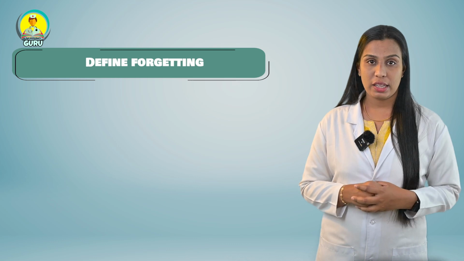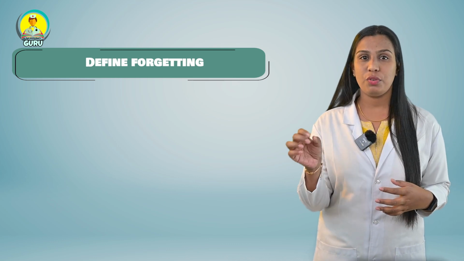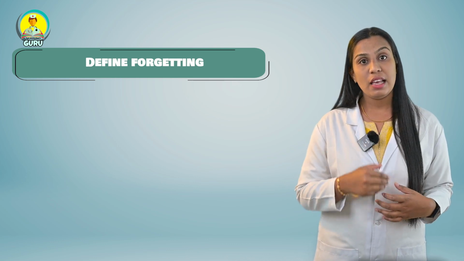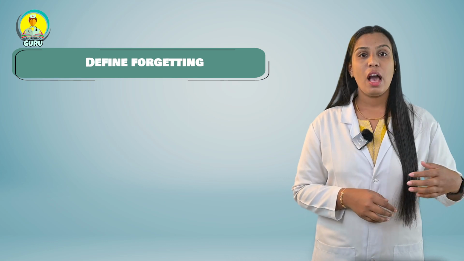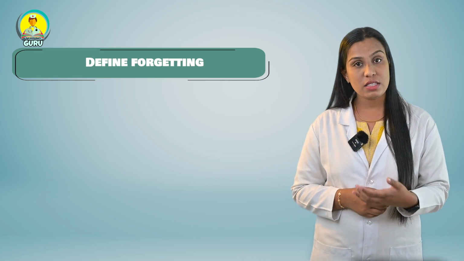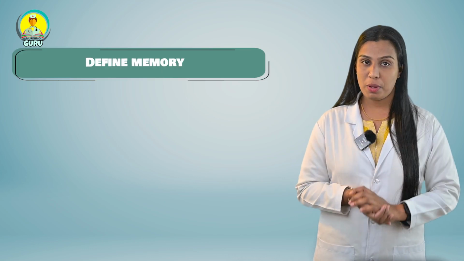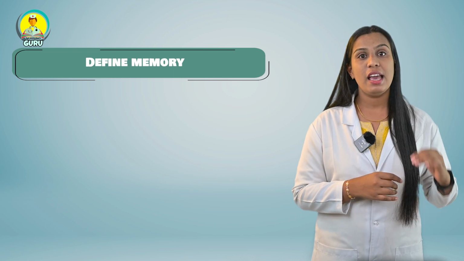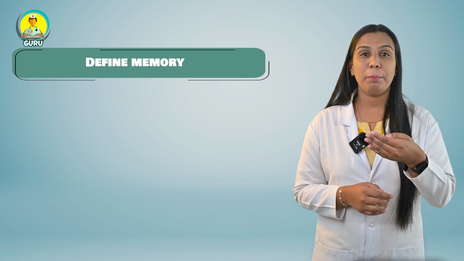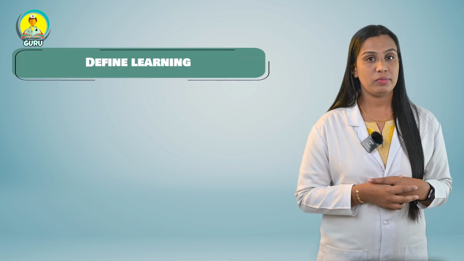Next question is define forgetting. So you can write one definition of forgetting. Then some questions are list the causes of forgetting and briefly explain the methods to improve memory. The next question is define memory and the types of memory. Along with that you will get explain the methods of improving memory. So we can move to the next question.